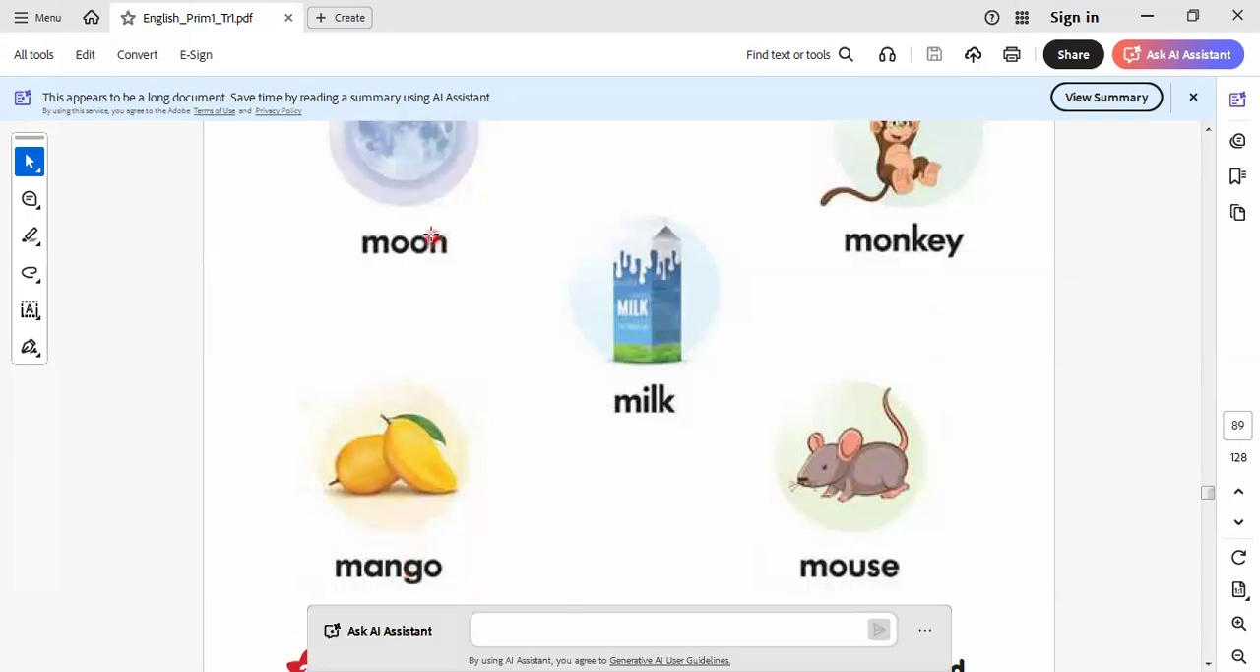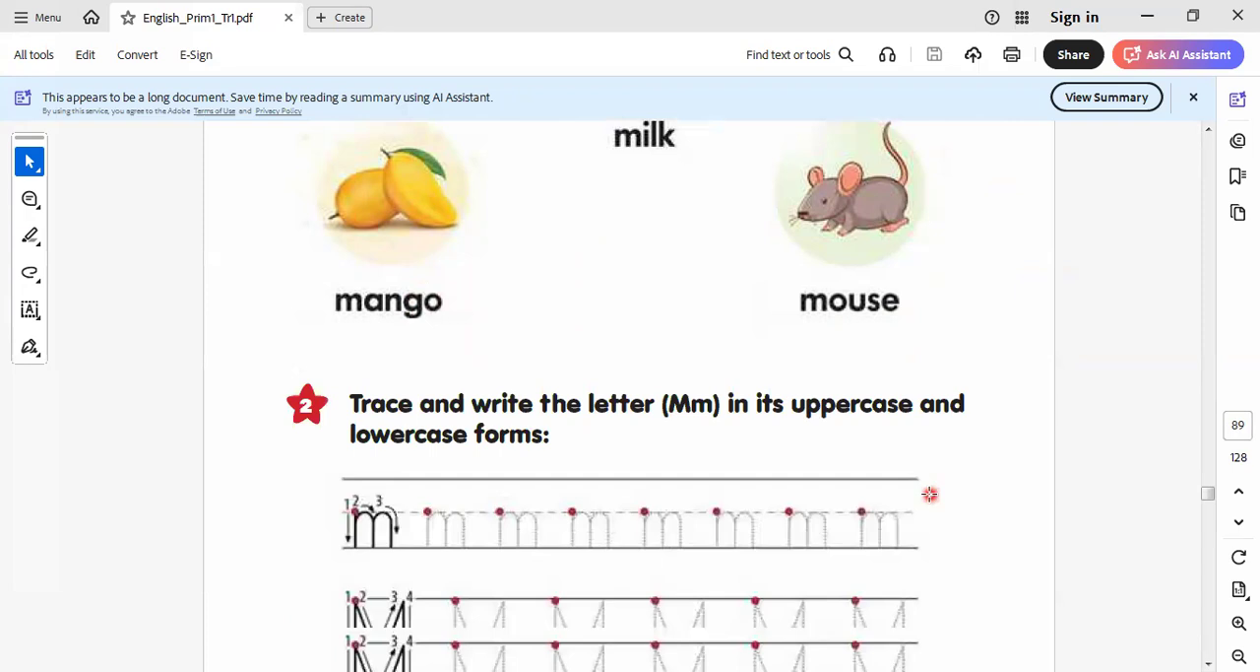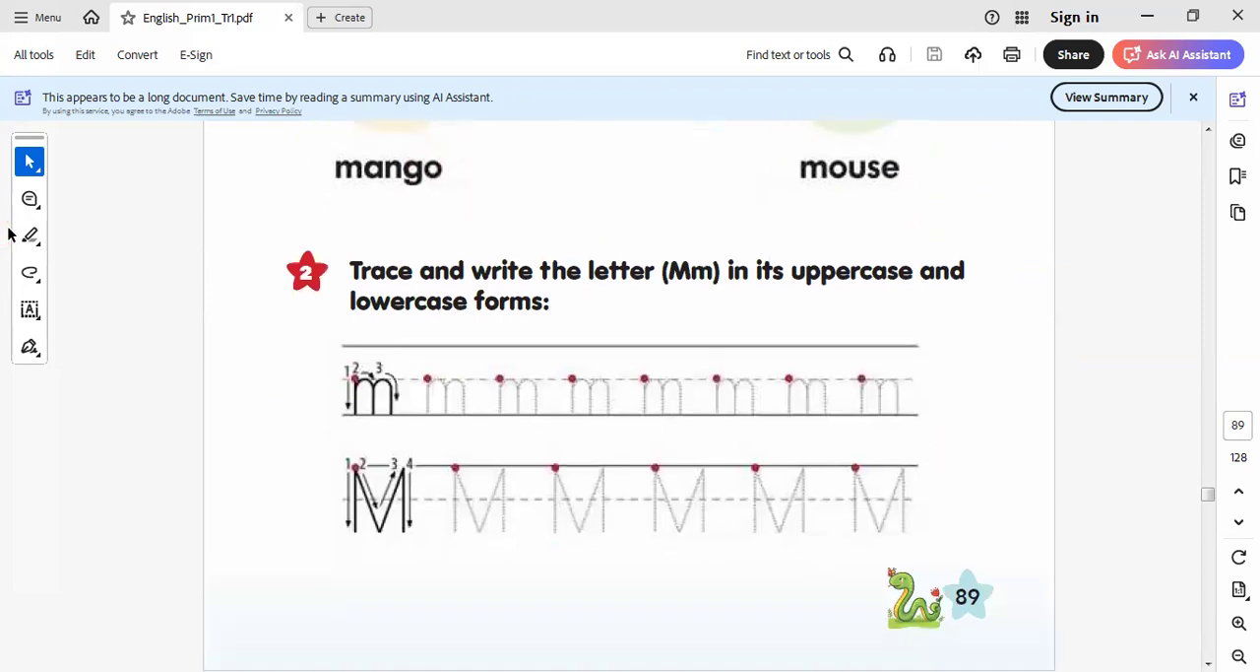Moon, mango, milk, monkey, and mouse. Okay, let's know the letters that we learned today. We learned today the small m and capital M. Here is capital M and small m.